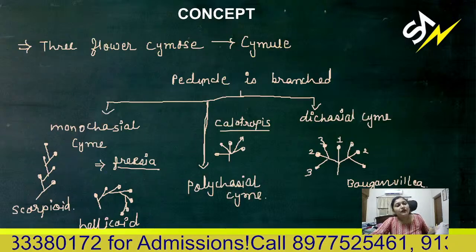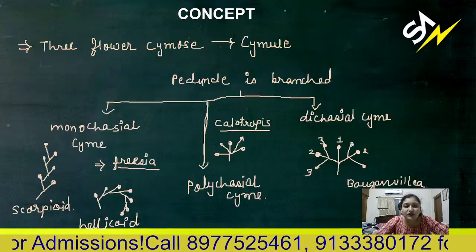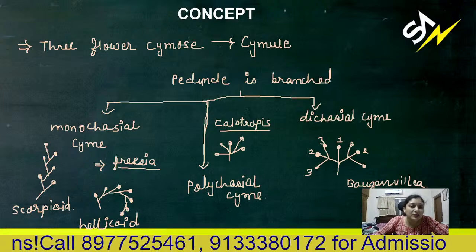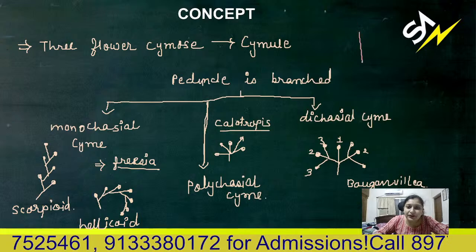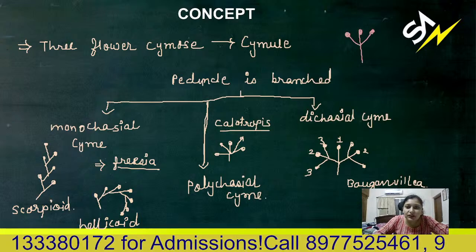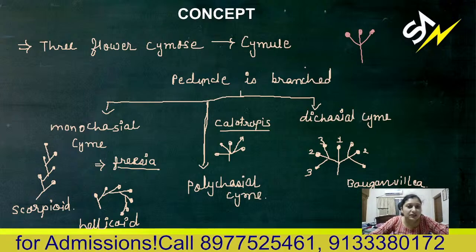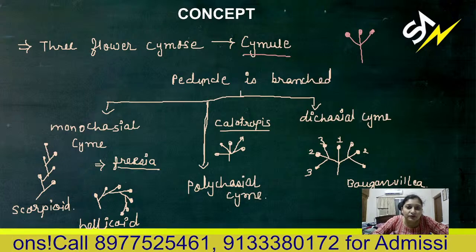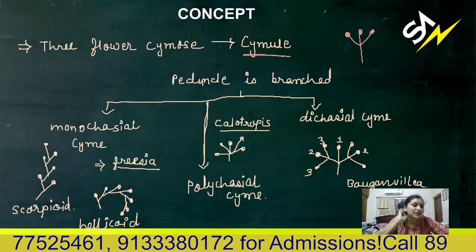Next, if there are three flowers in a cymose, just like this, you can see three flowers in the same position. It's a normal sign, cymose type, like here, one is here, two, three. So this is a simple cymule. Three flowers in a cymose is called a cymule.